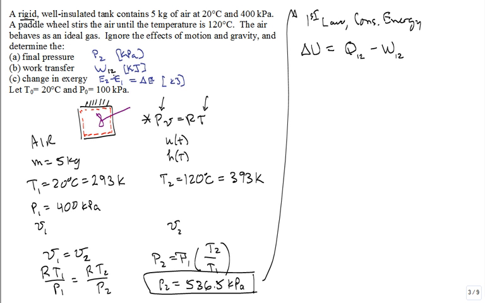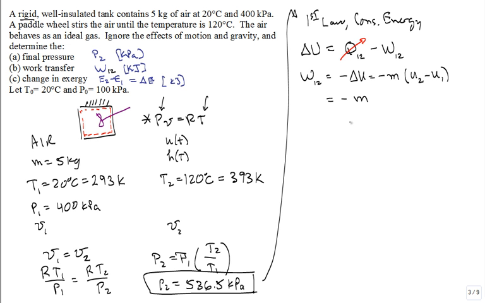Well, insulated tank, so that's 0. Now if I'm solving for the work, 1 to 2, it's negative delta U, which is negative the mass times U final minus U initial. Now I want to calculate the change in the internal energy of air.